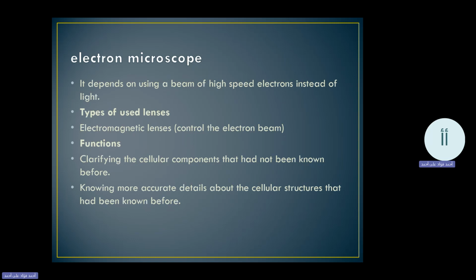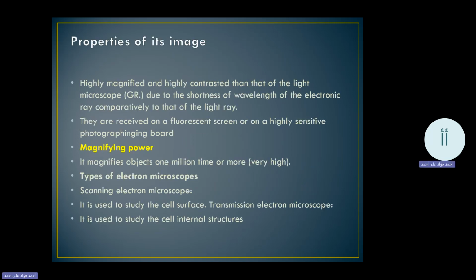طبعا هنا الالكترون مايكروسكوب بيستخدم to examine the structure of the cells، بيوصل بقى لتركيبات عميقة جدا جوه السيل. ليه؟ لأن ممكن توصل الماجنيفاينج باور بتاعته إلى 1 مليون times the original size. هنا ال image highly magnified and highly contrasted than that of the light microscope.